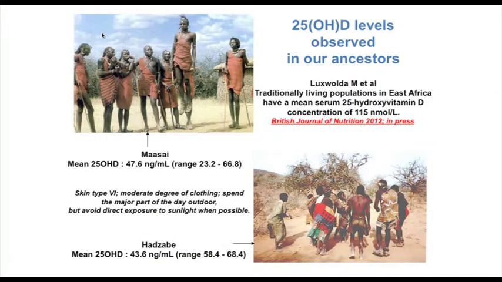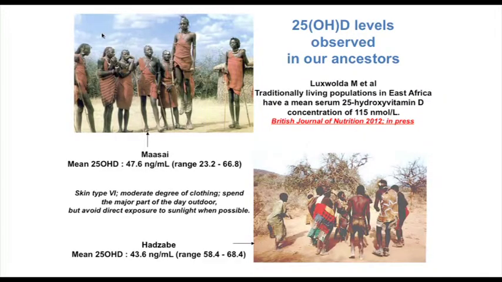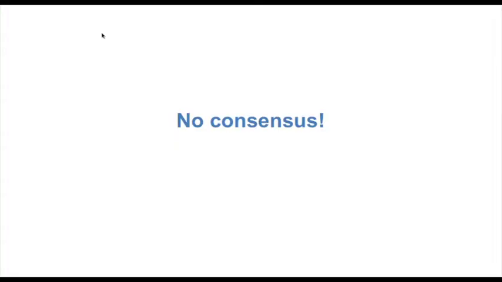And the mean 25-hydroxy-D observed in this population was 47 nanogram per ml in the Maasai and 43 in the Hadzabe, showing that if you expose yourself naturally with a dark skin, just like our ancestors had, you will have values that range from 20 to 66 or 58 to 64. So it could be very interesting to say that these are perhaps the values that our ancestors had before pollution and things like this.